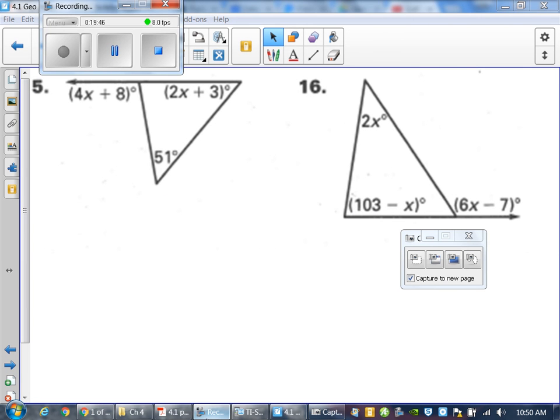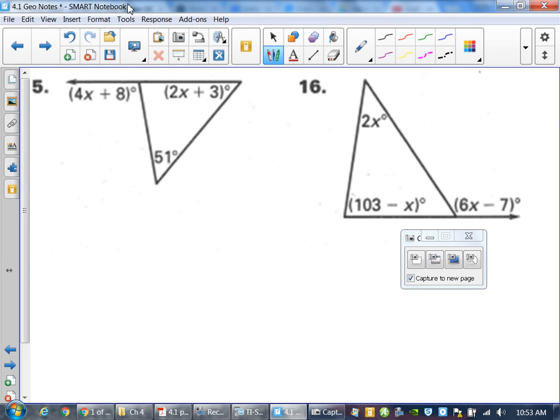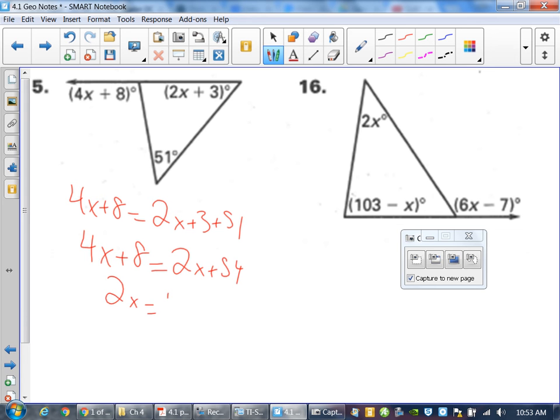All right, do those two, please. Which means you would get 4x plus 8 is 2x plus 3 plus 51. Yes, congratulations. So move the 8, move the 2. You get 2x. What is that? 46. On the other side, same deal. I'm just going to go through this one a little bit quicker.